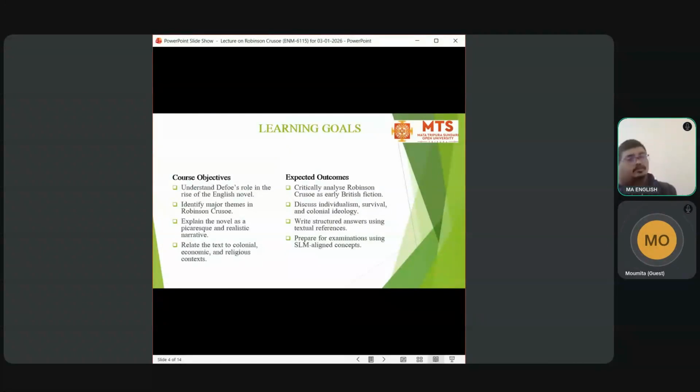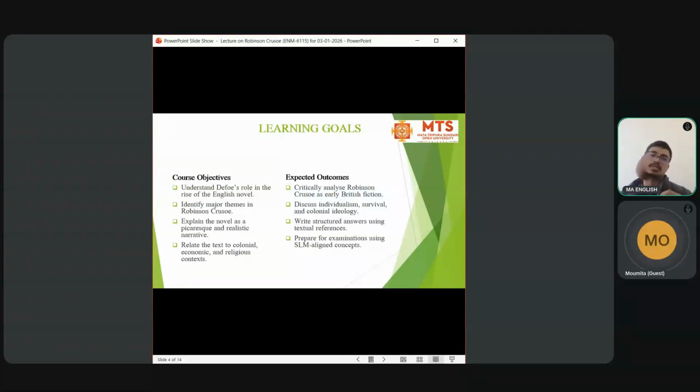Okay, so something like that. So learning goals, expected outcomes. Now, why are we doing this? Why are these learning goals important? Course objectives and course outcomes.